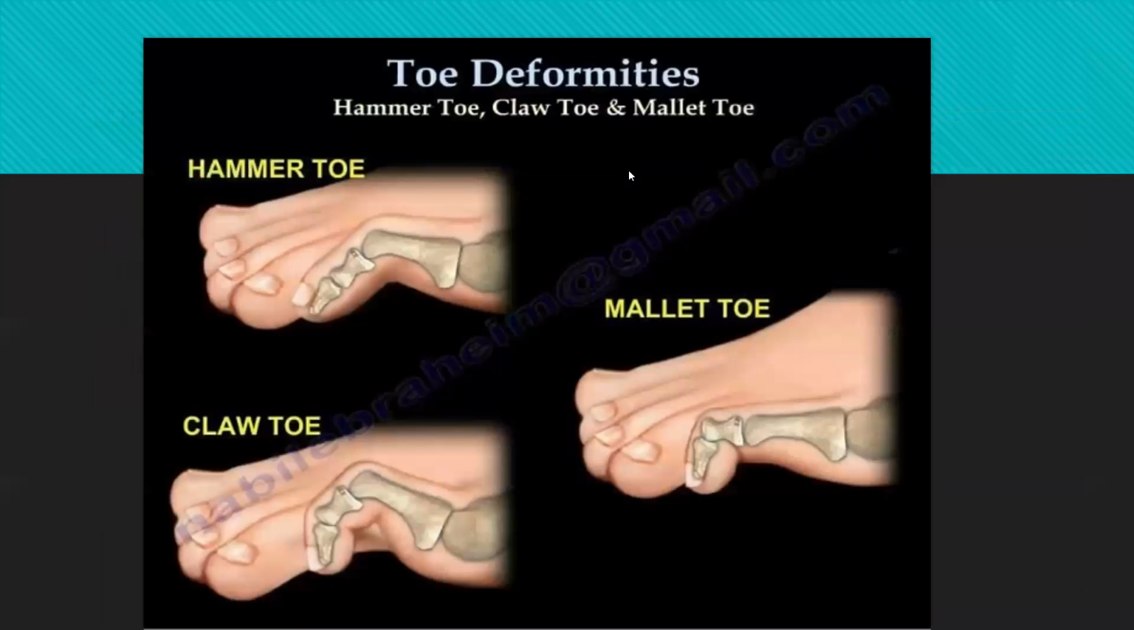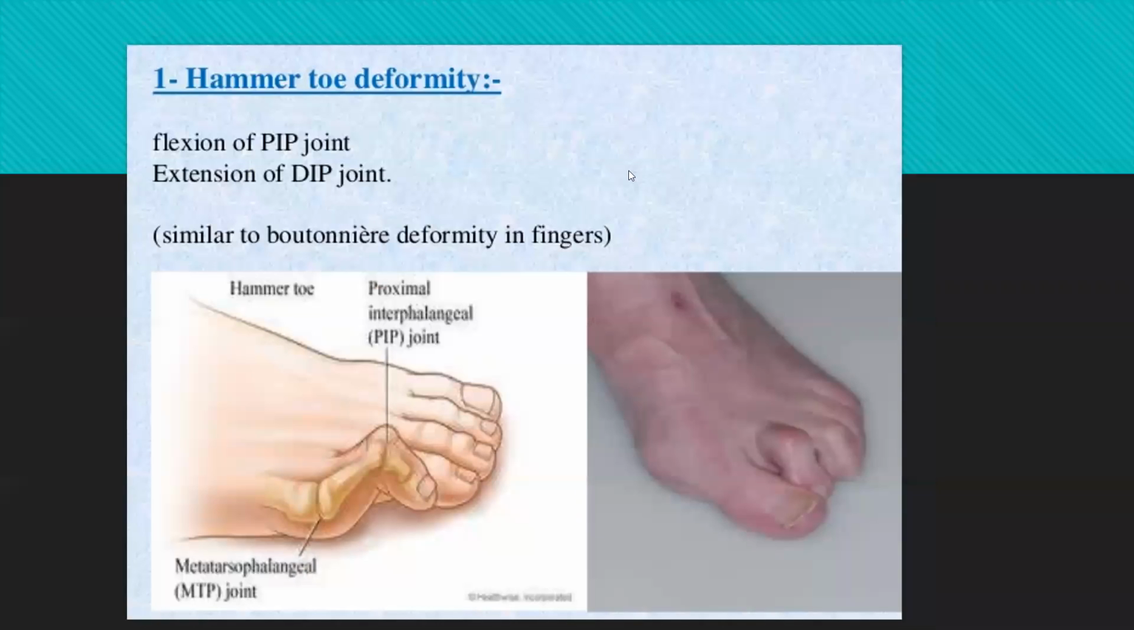The deformities in the toes. These are the deformities, especially the hammer toe and the claw toes, which are more common in rheumatoid patients. Mallet toe can also occur. The hammer toe. What is hammer toe? The image with the bones visible on the left side shows everything. There is extension of the DIP joint, but flexion at the PIP joint.